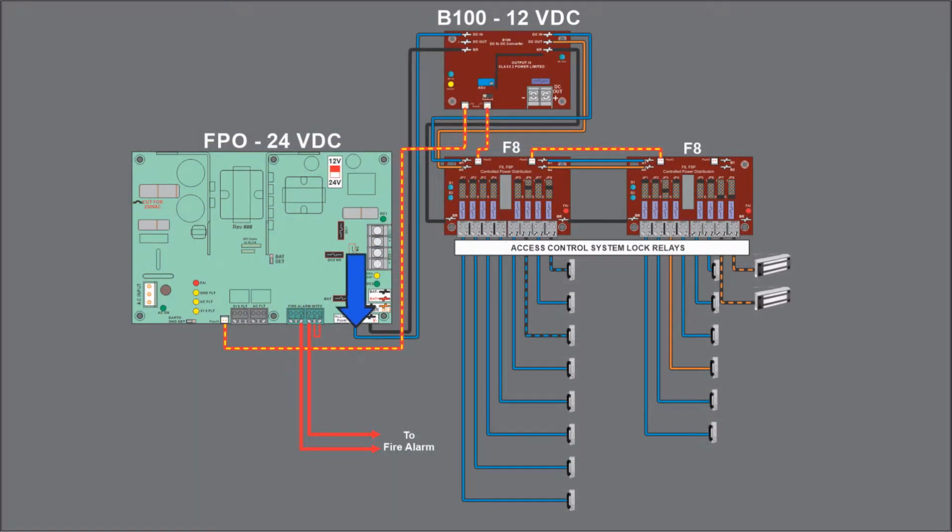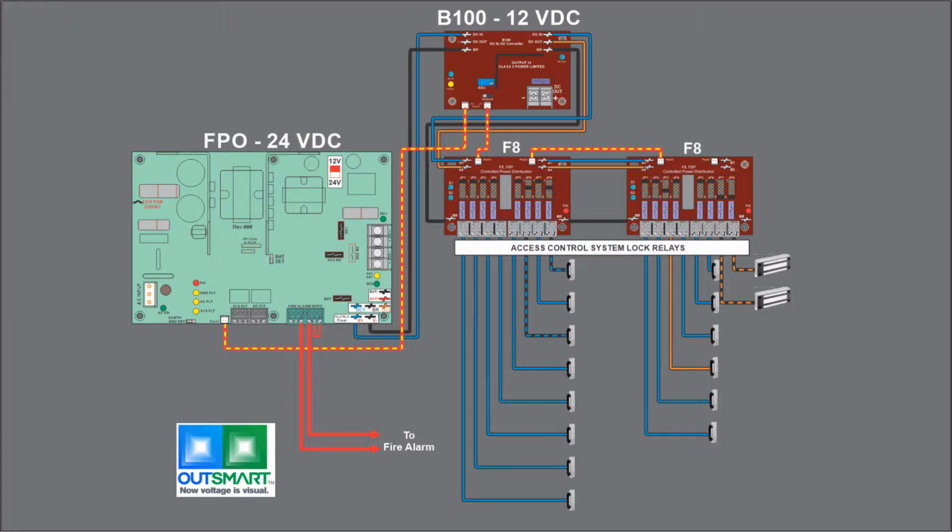Connect DC1 of the FPO to DC in of the B100. Connect B1 of the F8 daisy chain to the second DC in terminal of the B100. Connect B2 of the F8 daisy chain to DC out of the B100. On the F8, program the lock outputs to 12 volts or 24 volts as necessary and the locks to drop out on fire alarm.